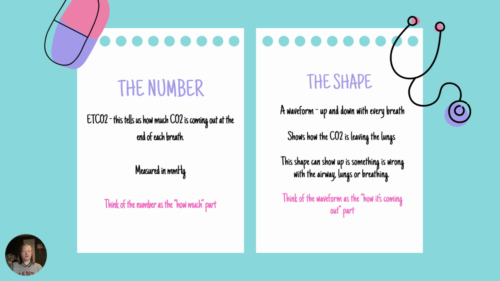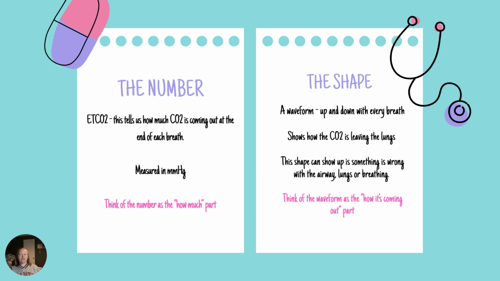Starting off with the number, or the EtCO2. This tells us how much carbon dioxide is coming out at the end of each breath. We measure this in millimeters of mercury, which is a unit of gas pressure pushing through liquid and membranes. Think of the number as the how much part.